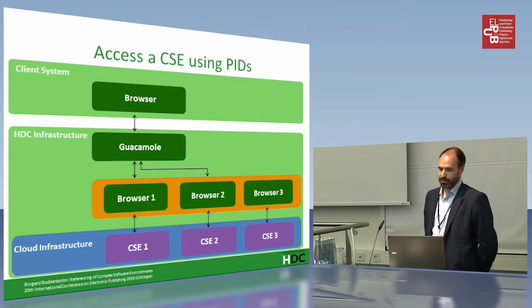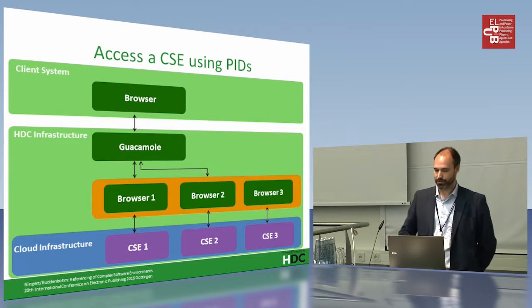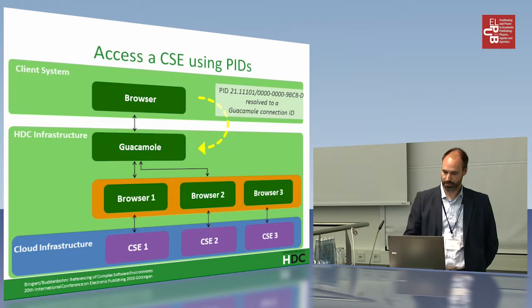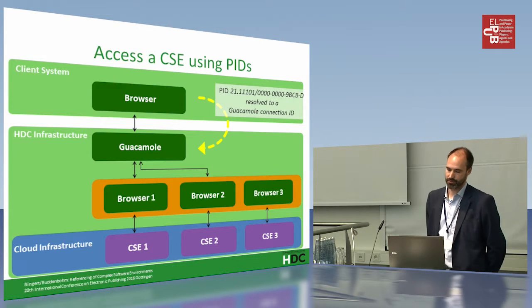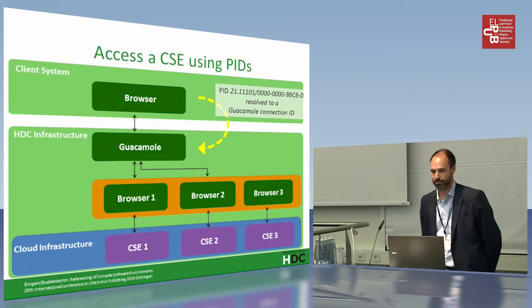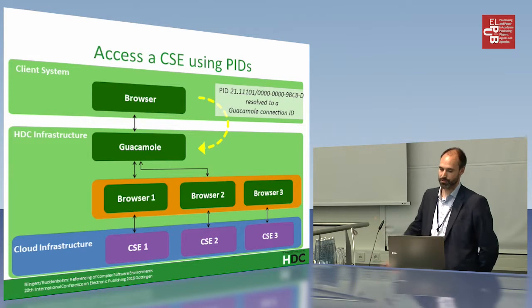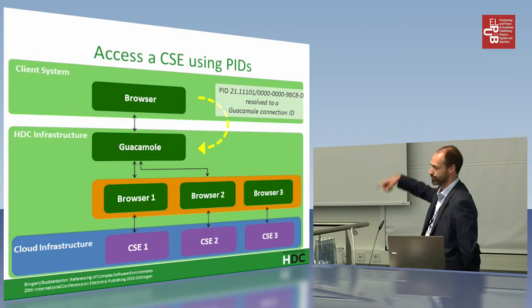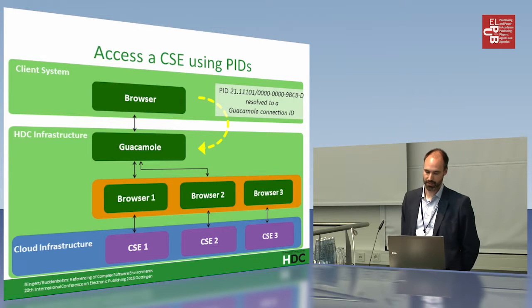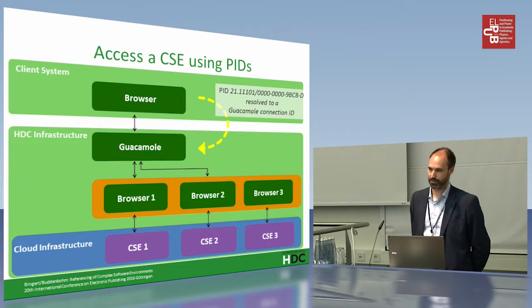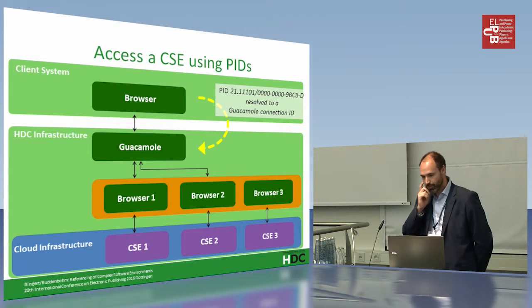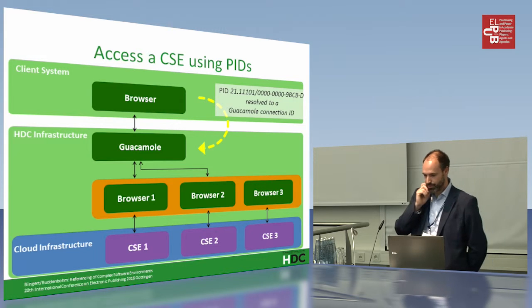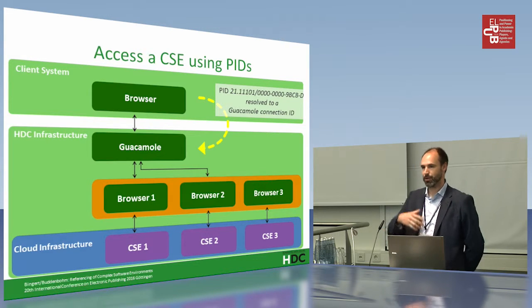That would simply look like this: instead of directly connecting via a URL in a browser, you would just resolve a PID as you would resolve a DOI, and this would create a connection ID which is also unique, and it would lead you further through an archive browser to show you the research result, the CSE, at the end.